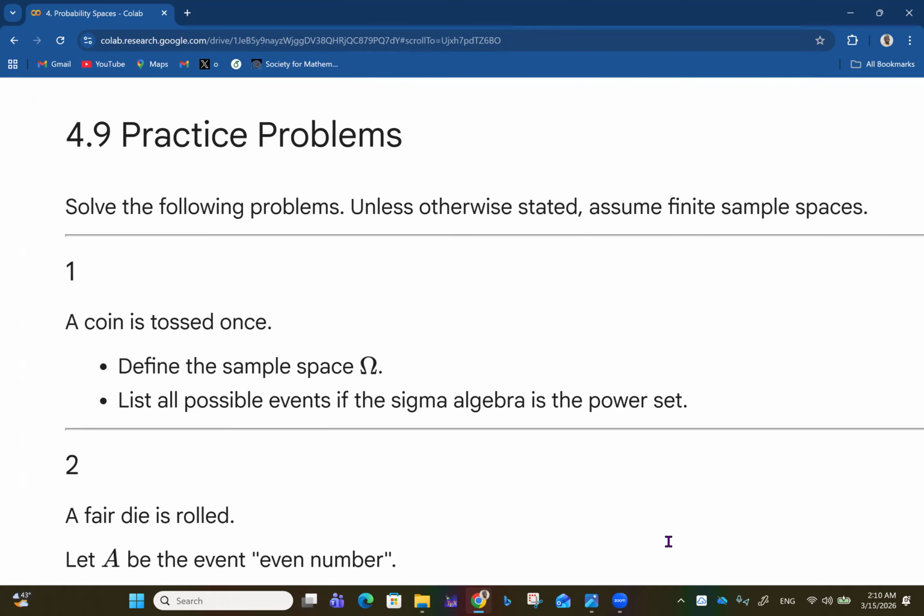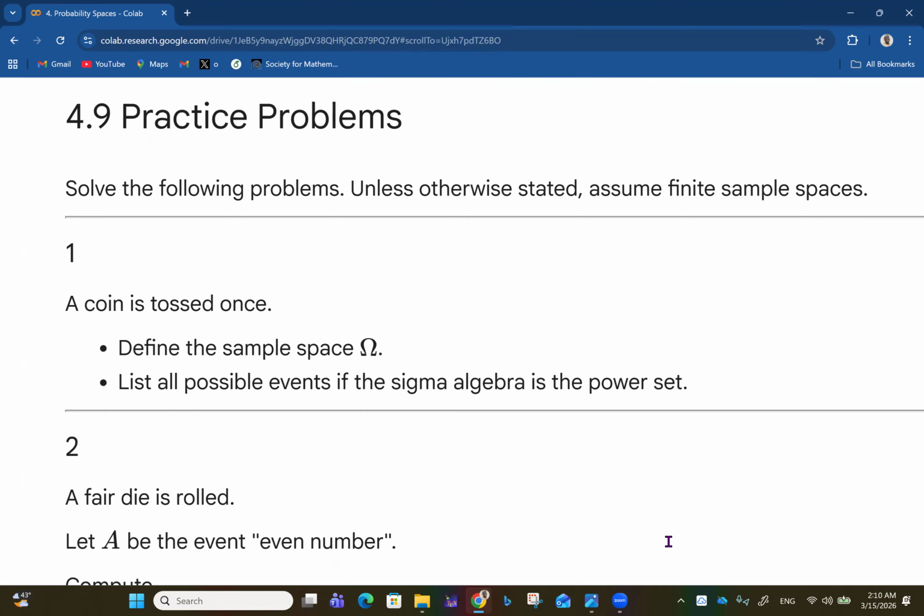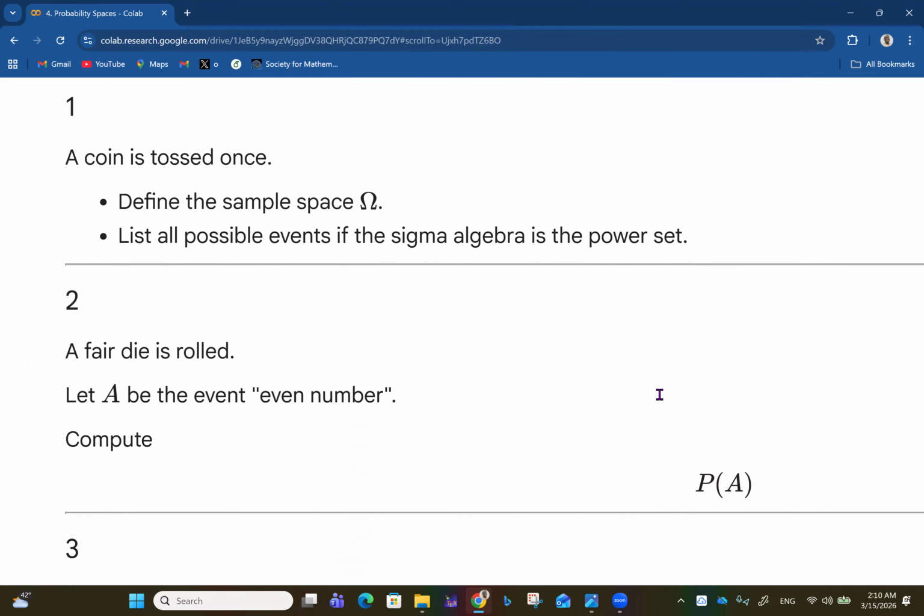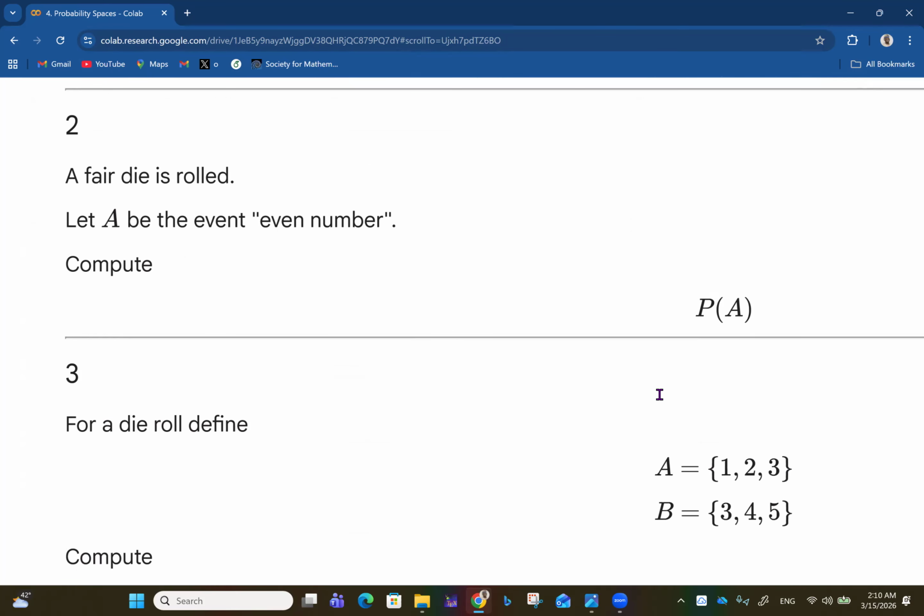So with that, we come to the practice problems. Solve the following problems unless otherwise stated. Assume finite sample spaces. 1. A coin is tossed once. Define the sample space. Of course, the sample space will consist of head and tail. List the possible events if the sigma algebra is the power set. In that case, you have the empty set, head, tail, and the sample space omega itself. Then 2, a fair die is rolled.